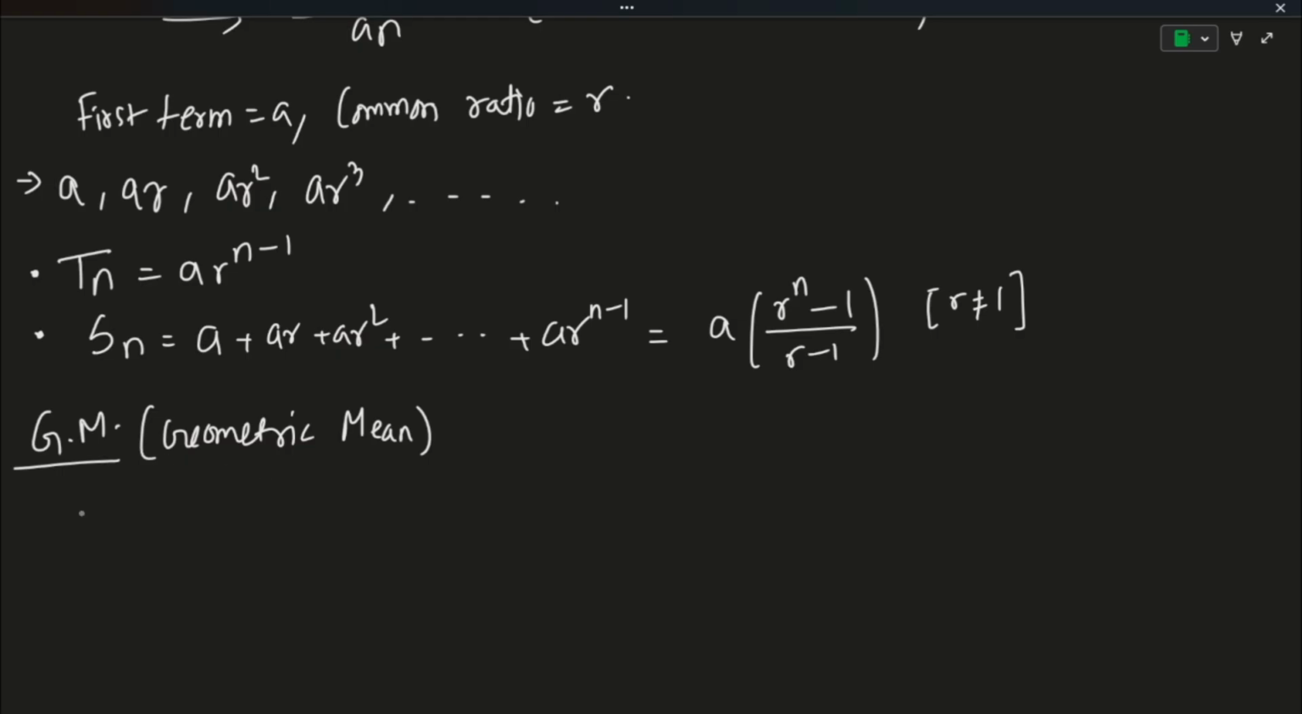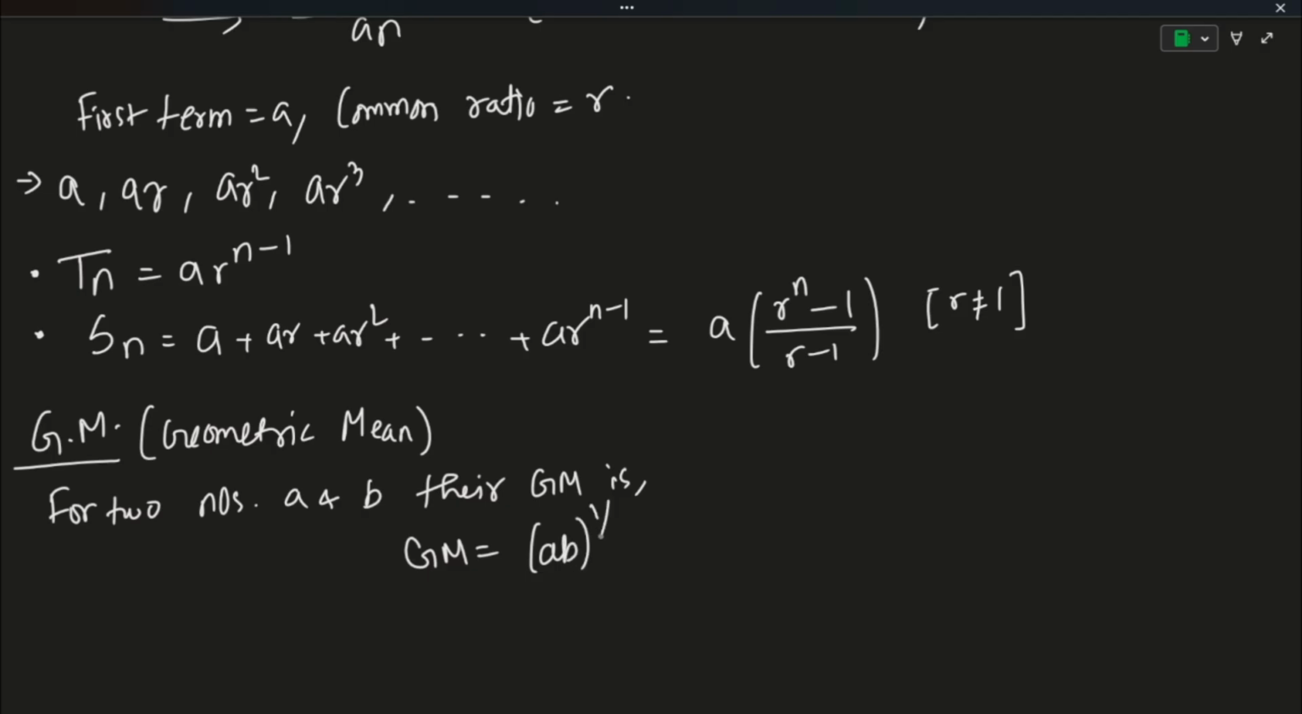Okay, so geometric mean क्या होगा? For two numbers A and B, their GM is, तो GM क्या होगा for two numbers A and B? AB whole to the power 1 by 2. So product of AB and raised to the power 1 upon जितने भी numbers आपने लिए हैं, in short इसको आप root AB लिख सकते हो.